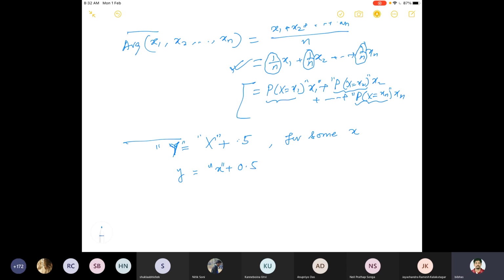So whenever I'm doing this, what I'm doing actually is not analyzing the original random variable now. I am creating a new random variable, and that I'm analyzing. So this y, this new random variable, is a function of the original random variable.